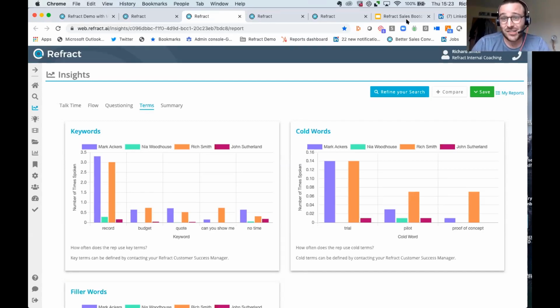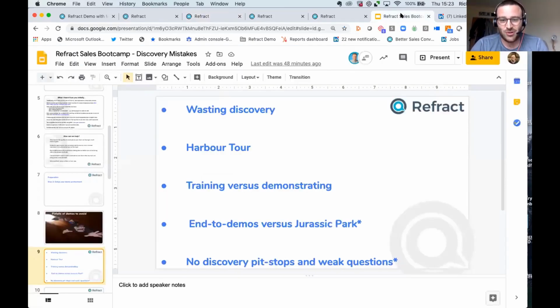And that does bring us nicely into the bit that I know you're really excited for, Mark, which is end-to-end demos versus Jurassic Park. Say what? First of all, you cannot say Jurassic Park unless you say it like Alan Partridge. So I'll let you do that again.